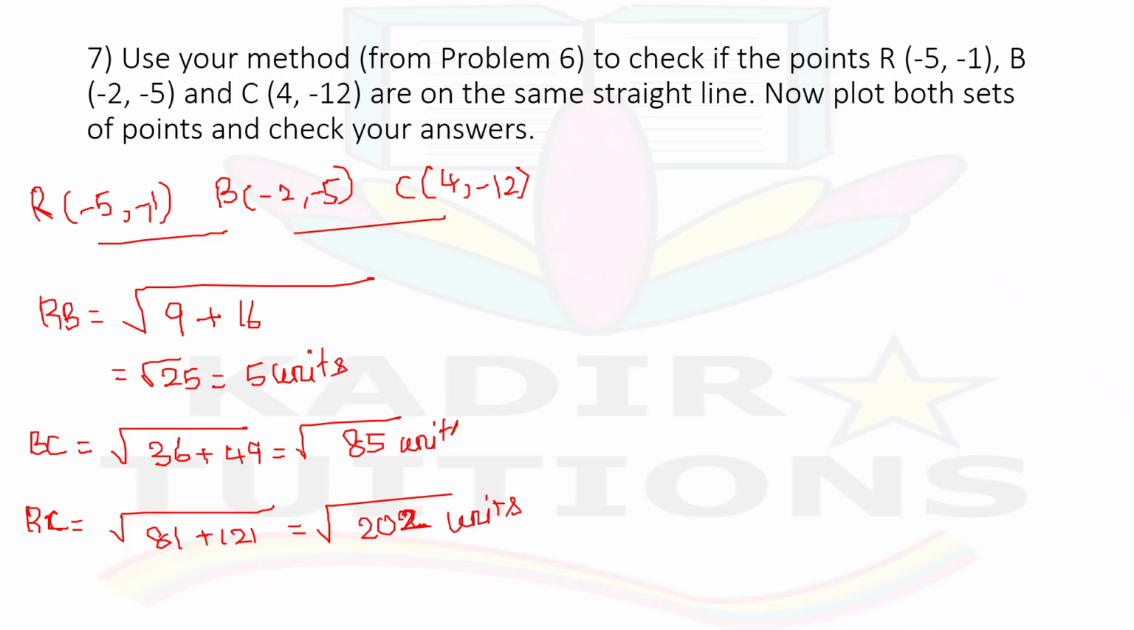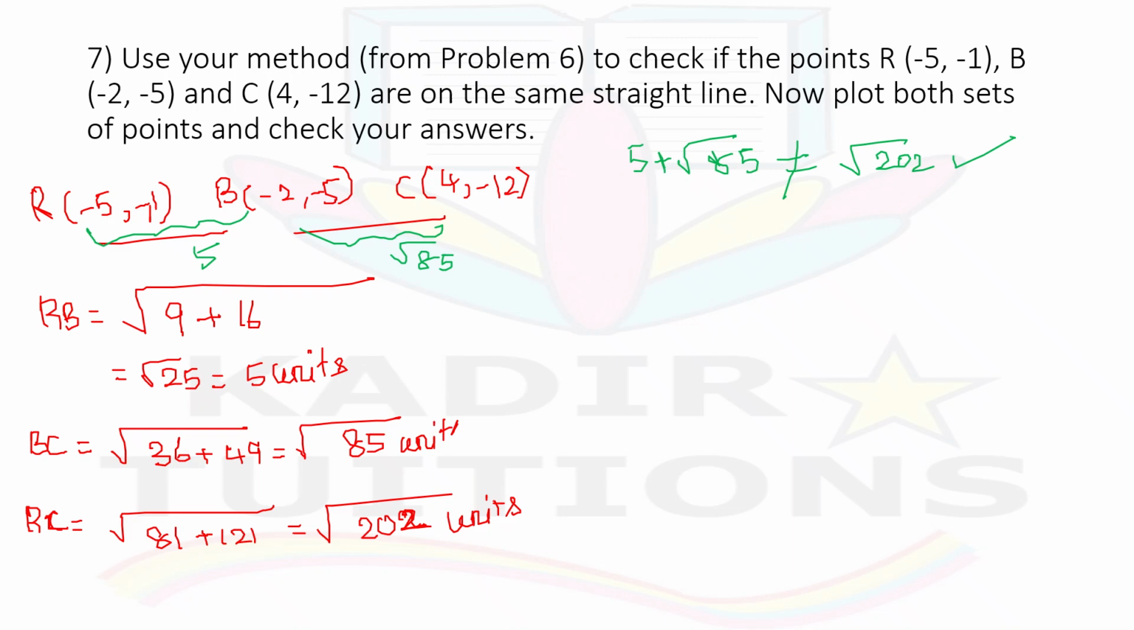So the length of RB, I'm getting 5, and the length of BC, we are getting √85. If you add 5 plus √85, will we get √202? No, right? These two are not equal. So these 3 points won't be lying on a straight line, we can say.